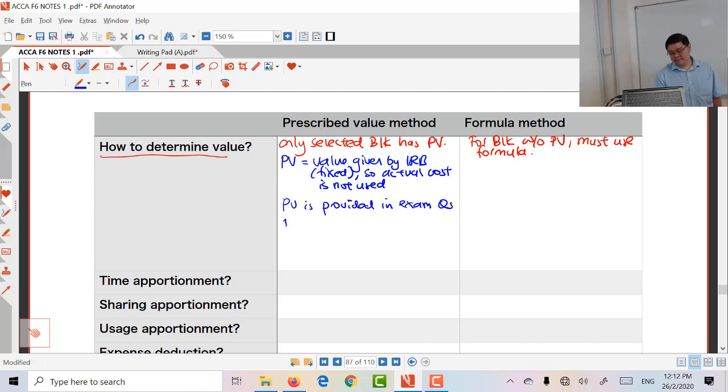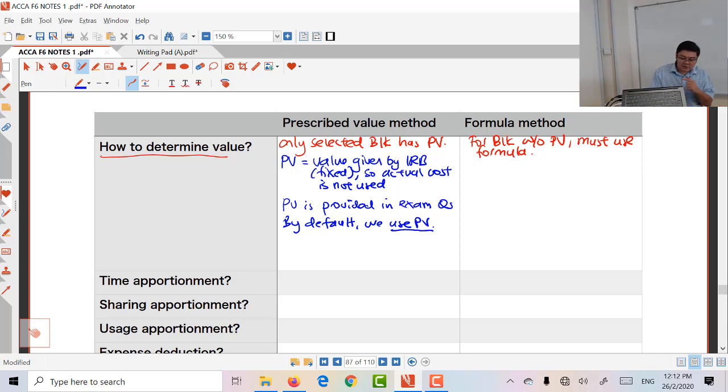And then, by default, we use PV. So by default, we'll use PV. You expect the question will not actually tell you what the PV is, or whether you're going to use it or not, but you will use it automatically. That's what we say. So by default, that's what we do. We'll use PV. Where will the PV be given?